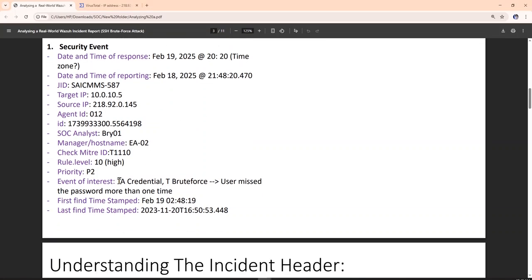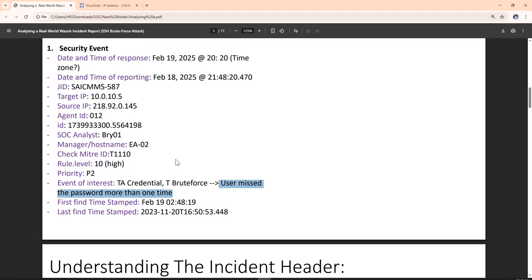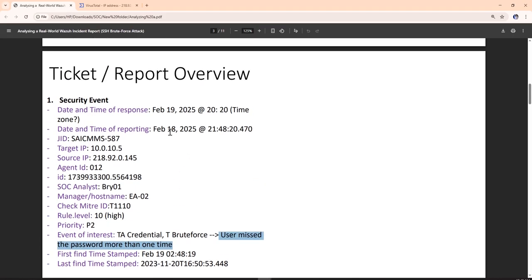Event of interest, TA credential, T brute force, user missed the password more than one time. Okay, so there is always a description of what is happening, what that report captured. Then you can say, okay, this happened on February 18th. So if you go a few more days searching, you can streamline your searching to this part. Say, okay, show me everything that this IP address has done in the past 4 or 5 days.